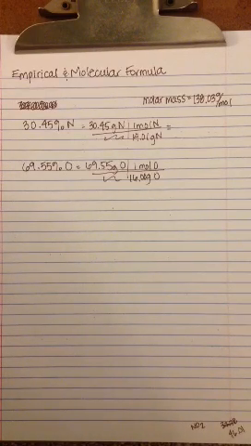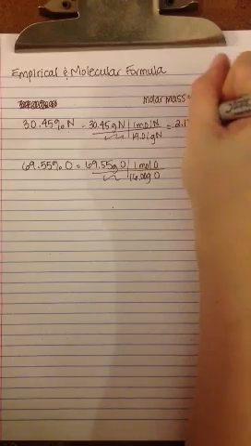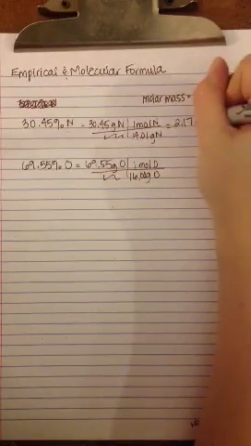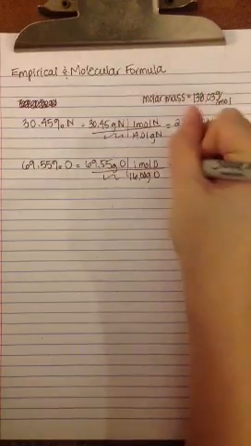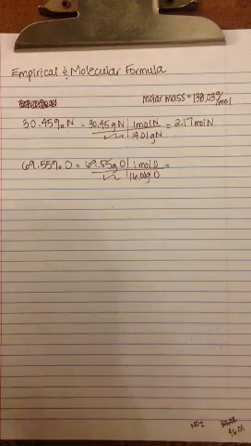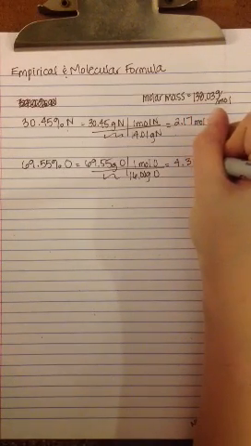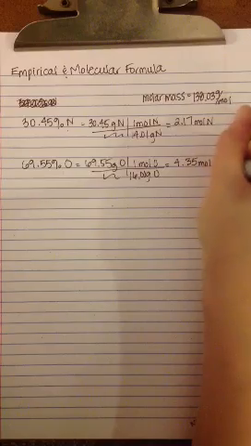I'm going to type in 30.45 times 1 divided by 14.01, and I get 2.173, so it's 2.17 moles of nitrogen. Keep that moles of nitrogen. It's really important we don't mix up our different chemicals here. Then 69.55 grams of oxygen times 1 divided by 16.00, and I get 4.346, so that's going to be 4.35 moles of oxygen.